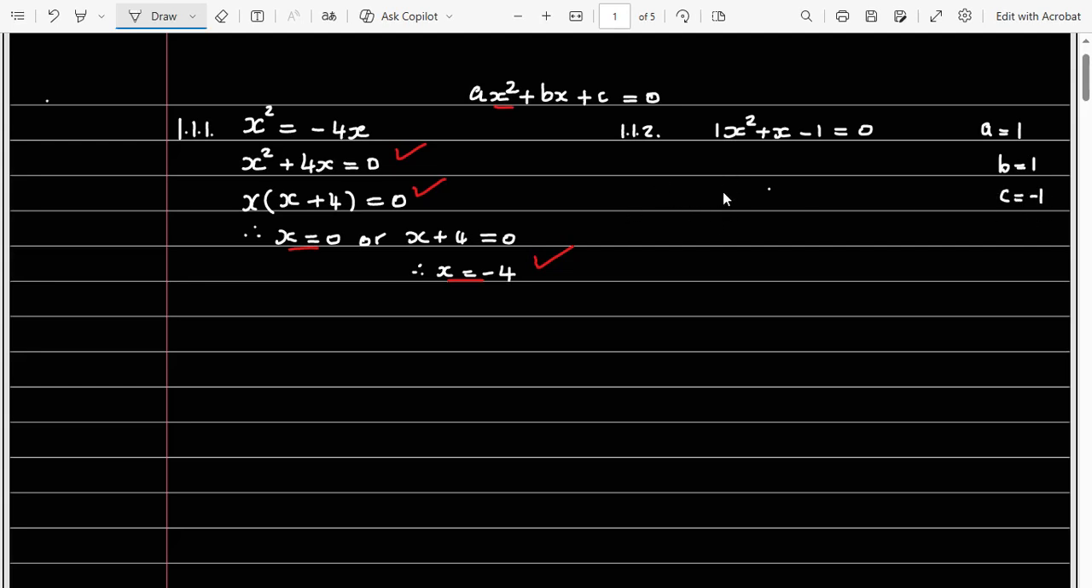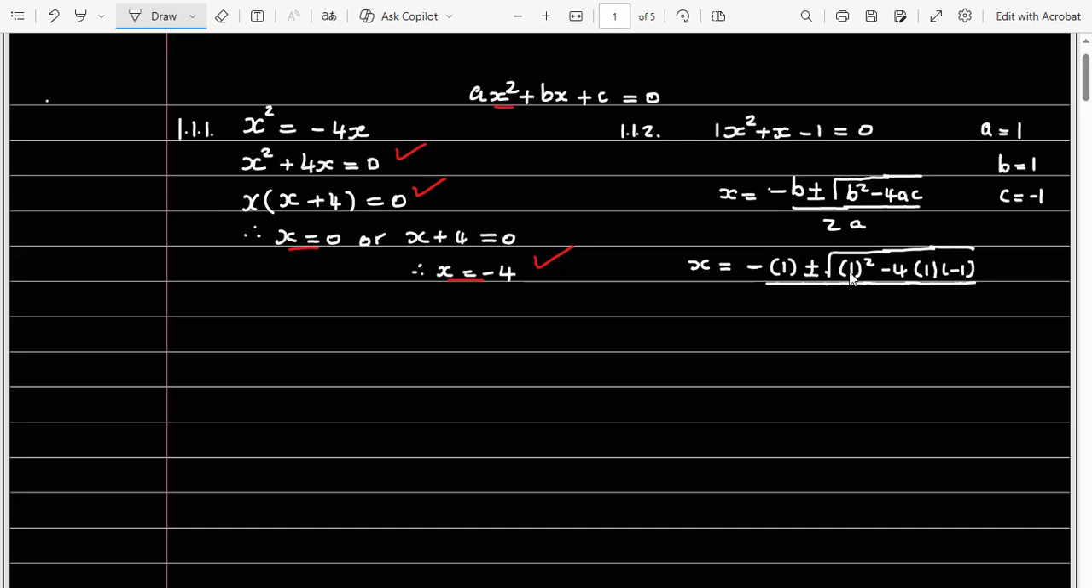Then you're going to write your quadratic formula down. x is equal to minus b plus or minus the root of b squared minus 4ac, and everything is divided by what? 2a. You just have to sub in your values correctly. So this is minus, inside the bracket I have b, which is 1, plus or minus the root of b squared minus 4 into a into c, then divide this by the value of 2 into a, which is 1.